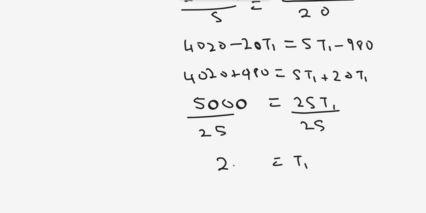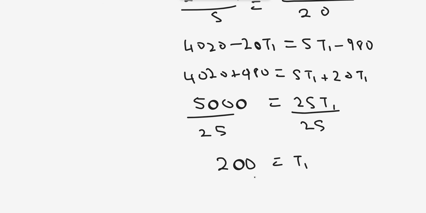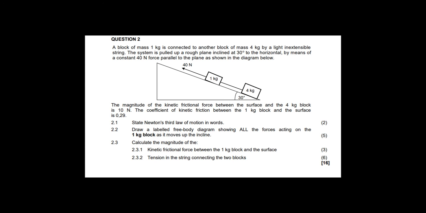So 200. Okay, you can use a calculator and say 5,000 divided by 25, you get 200. And our answer would be 200 newtons equals T1. And now let's continue with another question, still based on Newton's laws. Okay guys, this is our question 2.